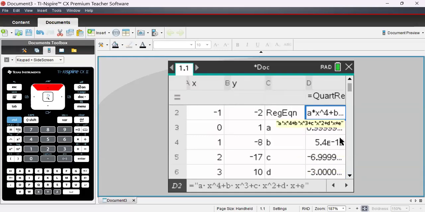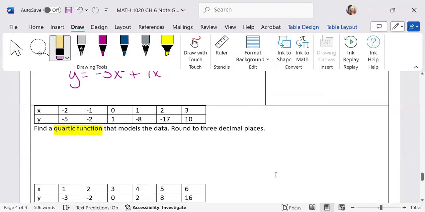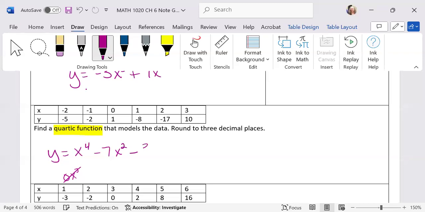Let's go up. All right, so quartic is AX to the 4th, BX cubed, all the way down. A is 1, so it's just going to be X to the 4th. B is 0, so we don't have an X to the cube term. That just goes away. C is -7, that goes on the x squared term. D is -3, and then E is the number by itself.